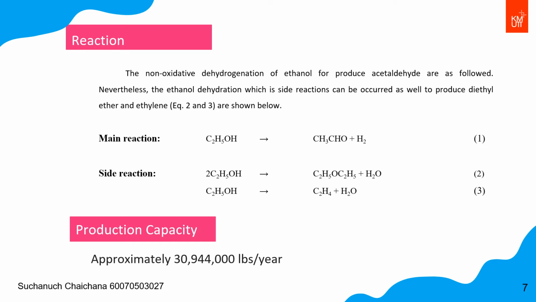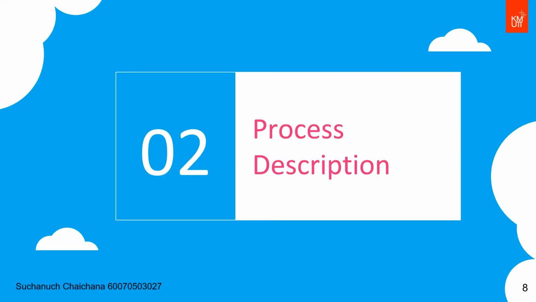The reaction to produce acetaldehyde is the non-oxidative dehydrogenation of ethanol as the main reaction, shown in equation 1. Nevertheless, ethanol dehydration, which is a side reaction, can occur as well to produce diethyl ether and ethylene, shown in equations 2 and 3. The production capacity is approximately 31 million pounds per year. The next section is the process description.